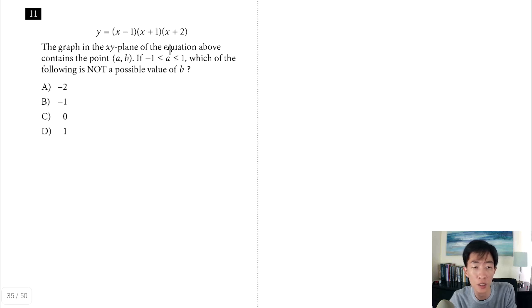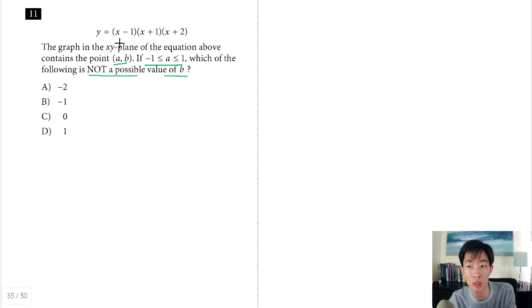It says the graph in the xy plane of the equation above contains the point (a, b). If a is between -1 and 1, which of the following is not a possible value of b? So I want to give you some background on this type of question first. You don't actually have to know the background, but it helps if you do. When you're looking at this, this is actually a polynomial because what we have is 3 factors multiplied by each other. And when it's written like this, what they're actually doing is giving us the zeros of the polynomial.